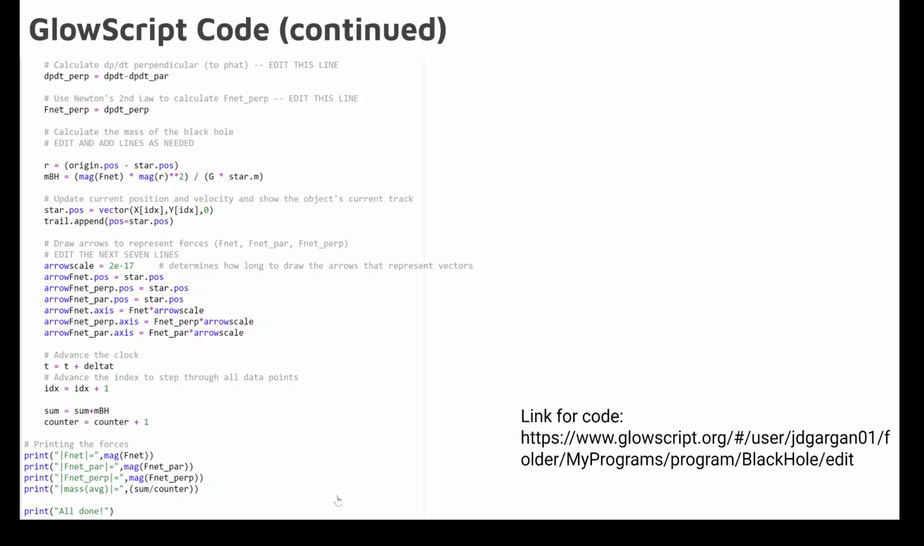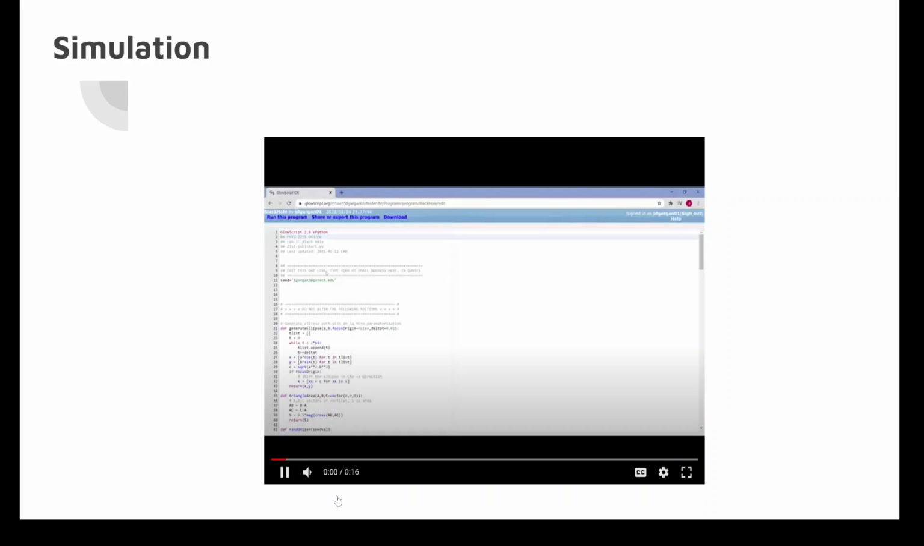The arrows for each force are set to be at the star's location and point toward the direction indicated by the force in that direction. The arrow scale is set to be an arbitrary number that makes it so that the arrows can be clearly seen through the simulation. In the simulation, you can see that the star begins speeding up as it gets closer to the black hole, and then slows down as it gets further from it.